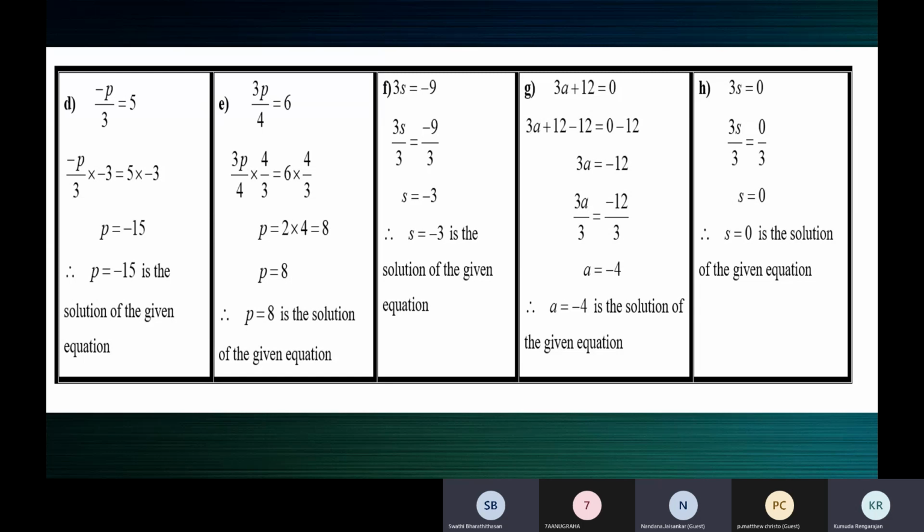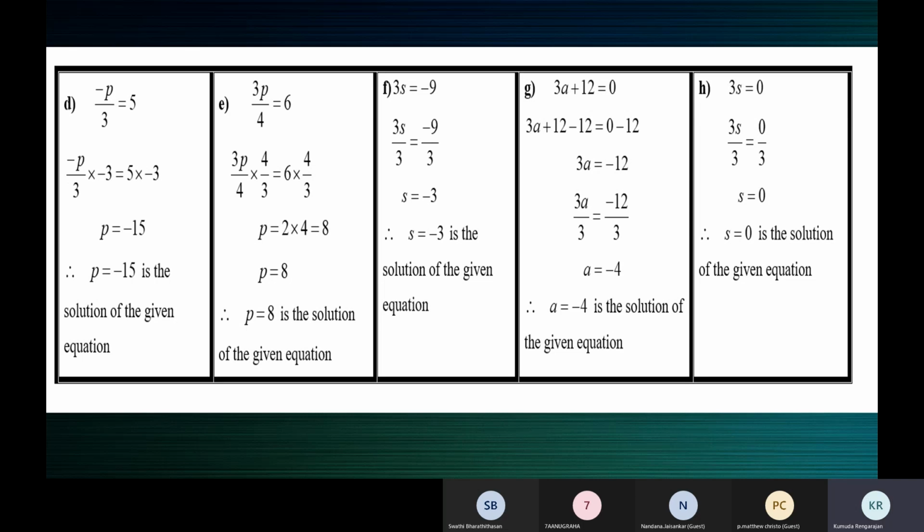Yes, ma'am. Now, but we have to find P, right? So after that, you should continue. Multiply both the sides by minus 1. Children, please follow my instructions. Now, you just do what I'm saying. You will understand. First, you multiplied by 3, and you would have got minus P is equal to 15. Now I'm saying multiply both the sides by -1.